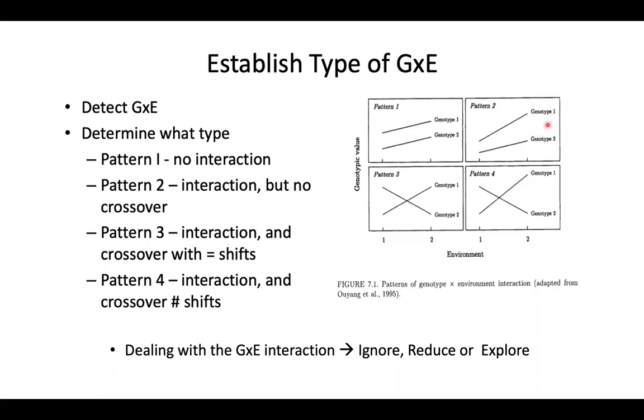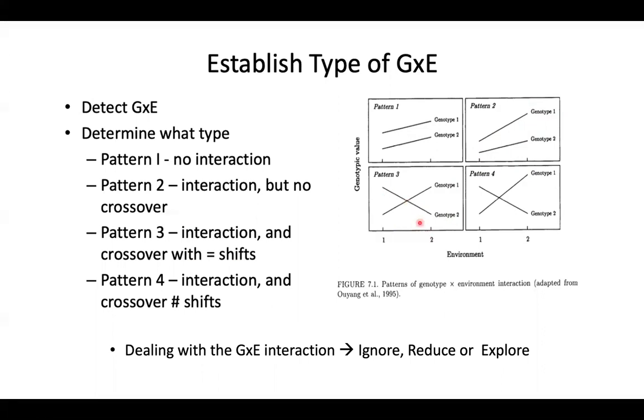So it's better than genotype 2, but it's also better than genotype 2 in environment 1, which is different for this case. Here we see that there is interaction, a crossover interaction. We see that genotype 1 is better than genotype 2 only in environment 2. In environment 1, genotype 2 is better.